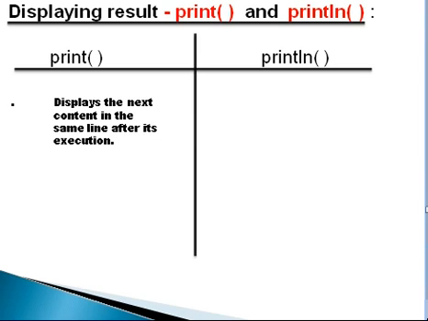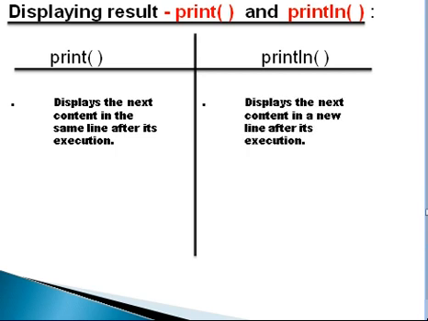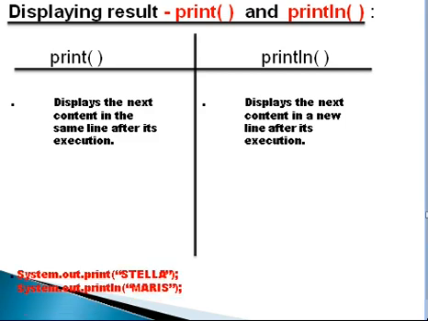Now the print statement is going to display the content, whatever it is displaying, in the same line after the last execution, whereas println is going to display the result in a new line. Whatever was displayed earlier is going to stay in the same line, and the current display is going to happen in a new line. This is the difference. Print happens in the same line, println executes the result in a new line.